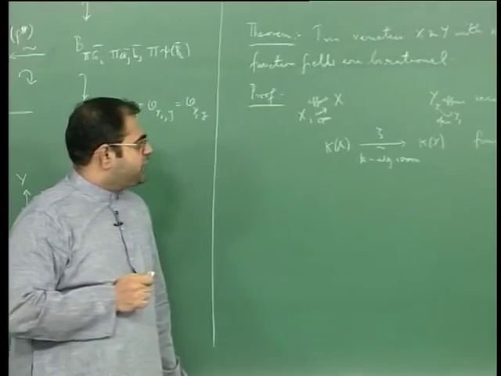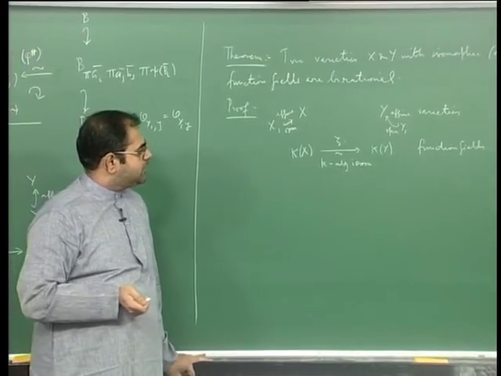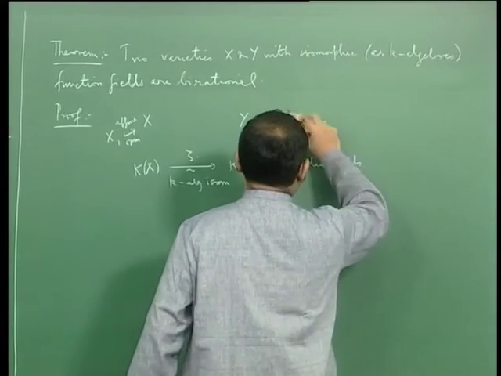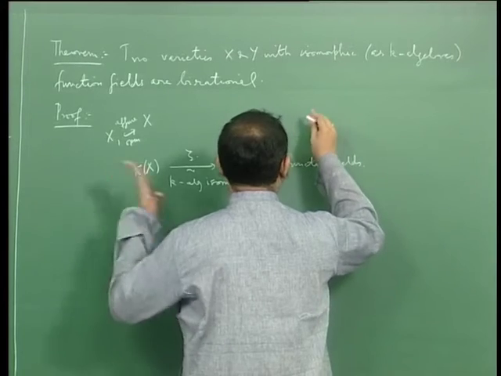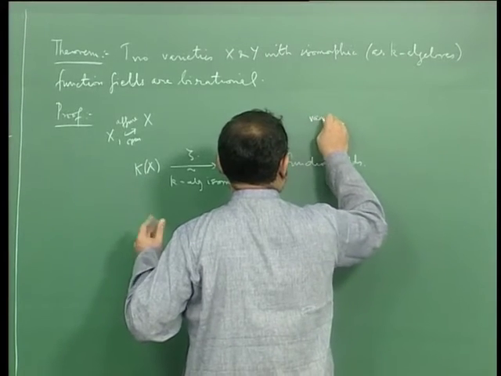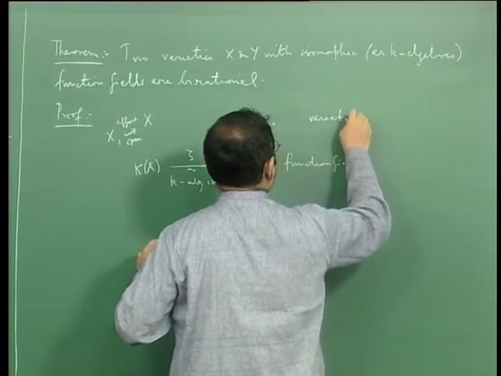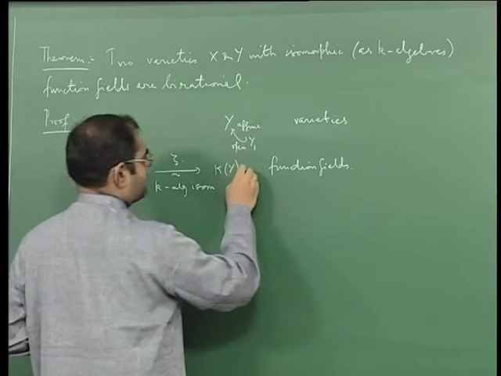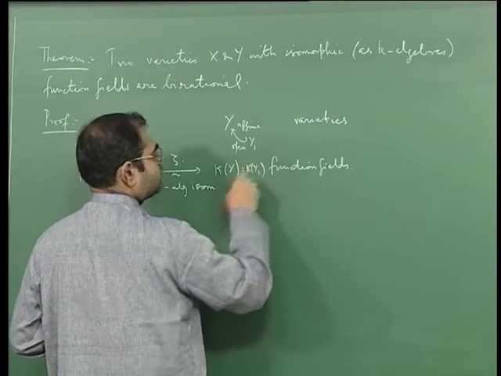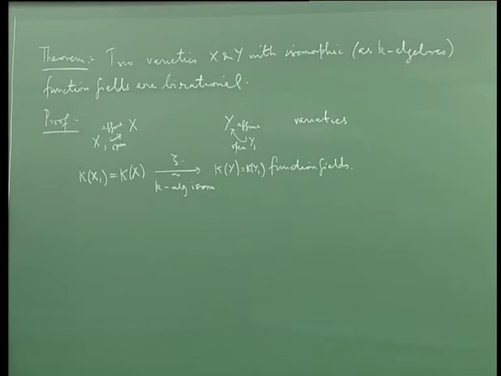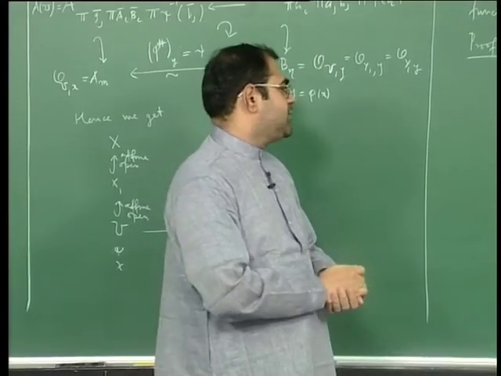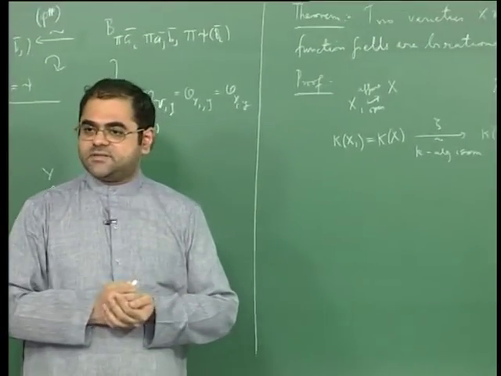So if you go to an affine open set, what happens is the function field does not change. So this is the same as k of x1 and this is the same as k of y1. So it's enough to show that x1 and y1 are birational, because that will mean that x and y are also birational, just because x1 is an open subset of x and y1 is an open subset of y.